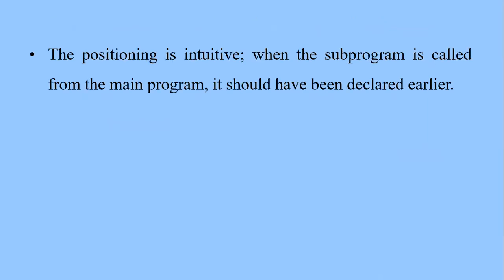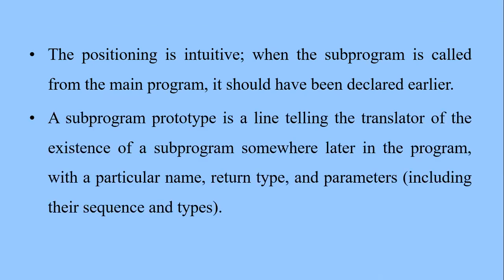The positioning is intuitive. That is, when the subprogram is called from the main program, it should have been declared earlier. A subprogram prototype is therefore a line telling the translator of the existence of a subprogram somewhere later in the program with a particular name, return type, and parameters, including their sequence and types.